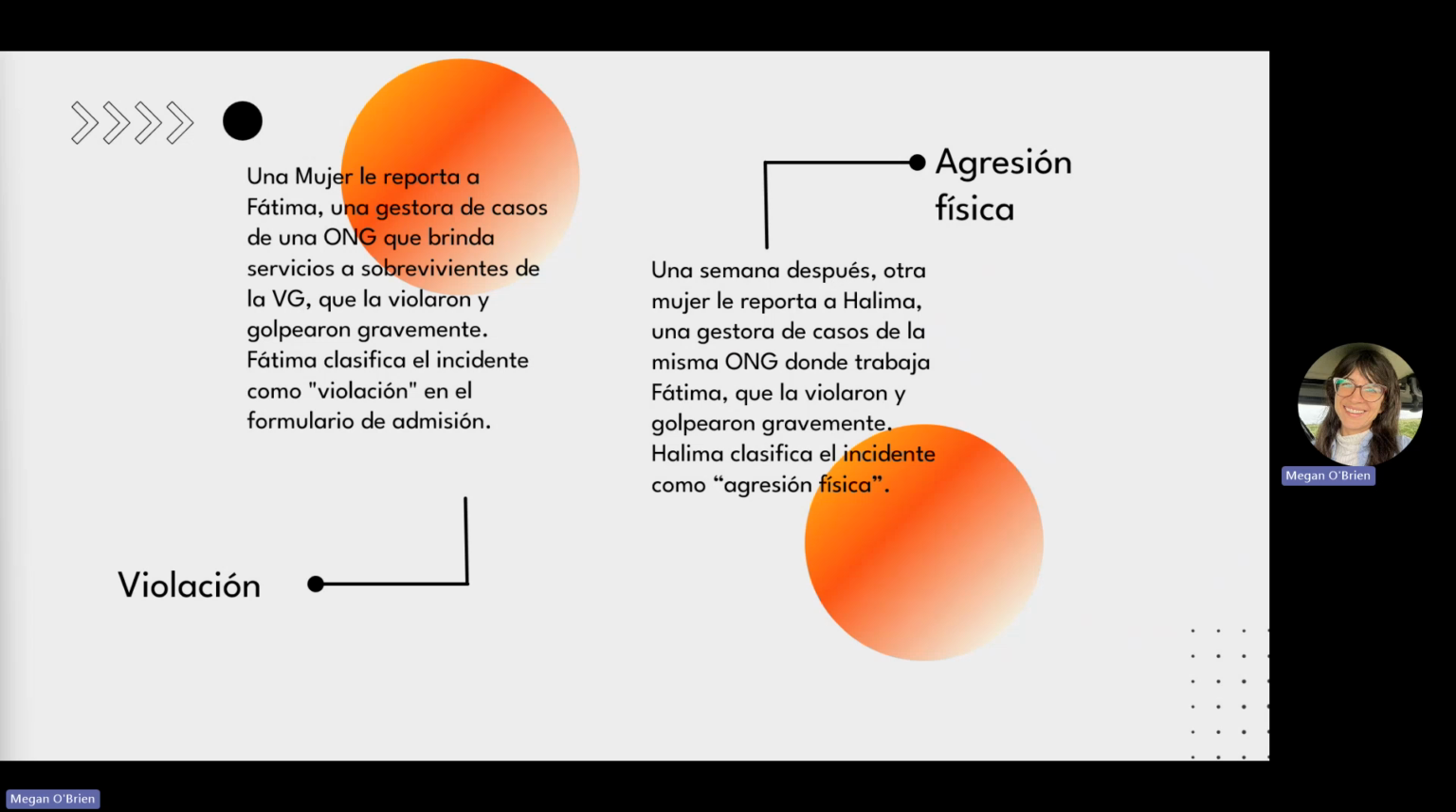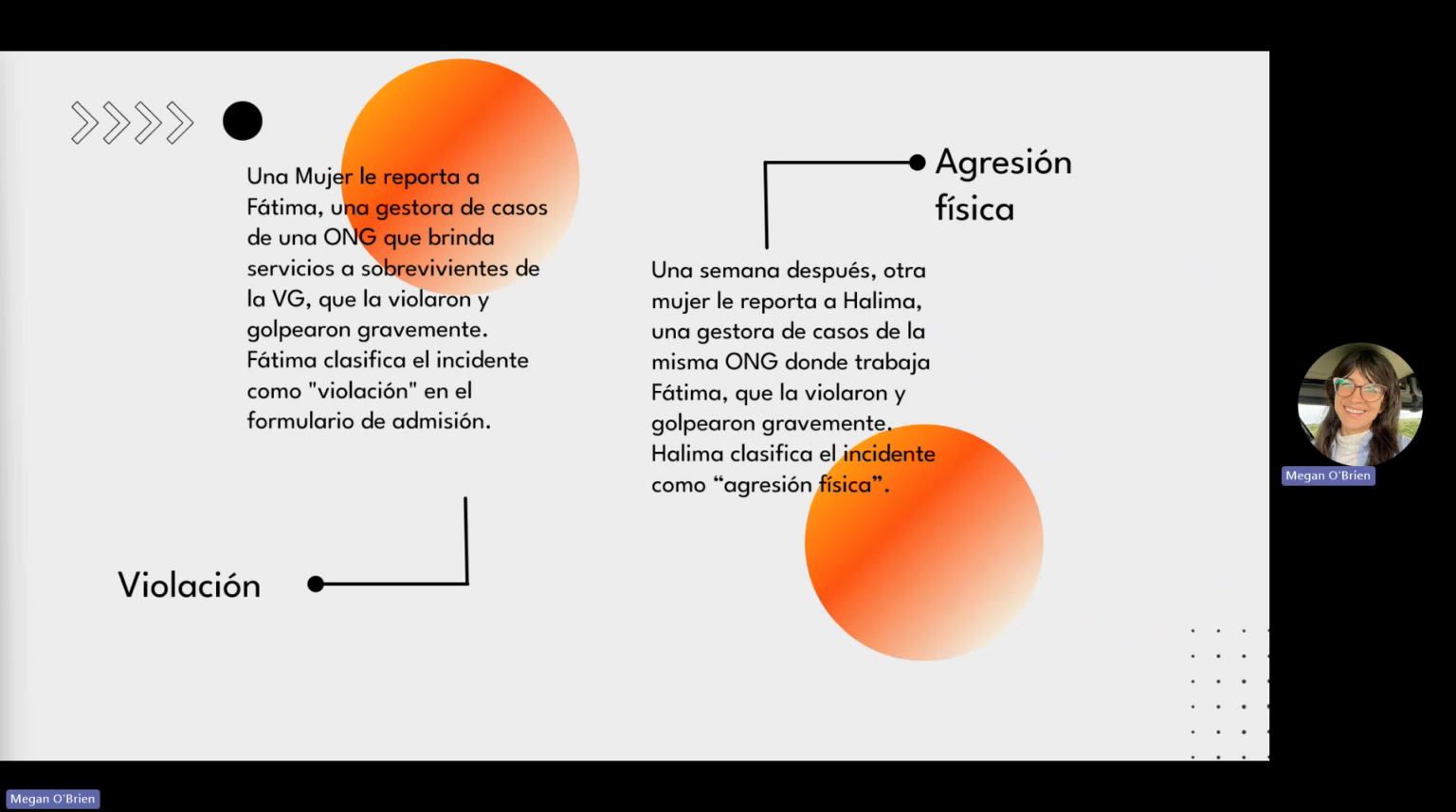One of the things that I want to talk about here, as you were identifying those without any real guidance, is the problem of subjectivity. When classifying GBV, subjectivity really is a problem, and to combat this, we need standardization. So a woman reports being raped and badly beaten to a caseworker, and that caseworker works for an NGO that provides services to GBV survivors. On the intake form, the caseworker has classified the incident as rape.